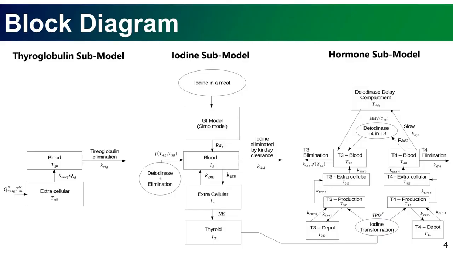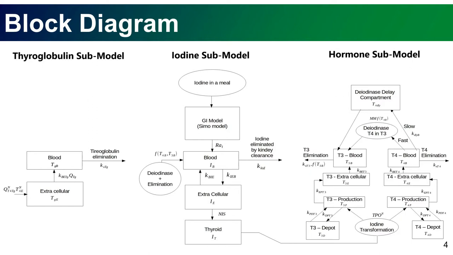In this slide, we can see the block diagram of the model composed of five submodels. We have the thyroglobulin, iodine, hormone, TRH and TSH submodels. These last two are reported in the next slide. In the center, we have the iodine submodel, starting with the iodine in mill, passing through the gastrointestinal model, and appearing in the blood with the rate of appearance of the iodine function.